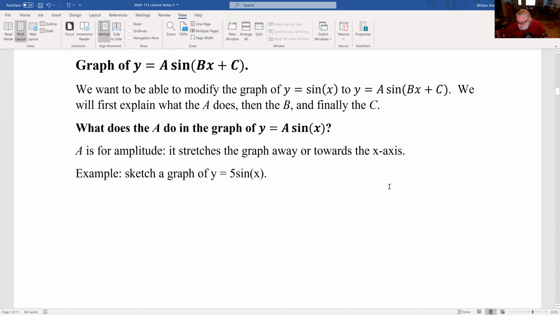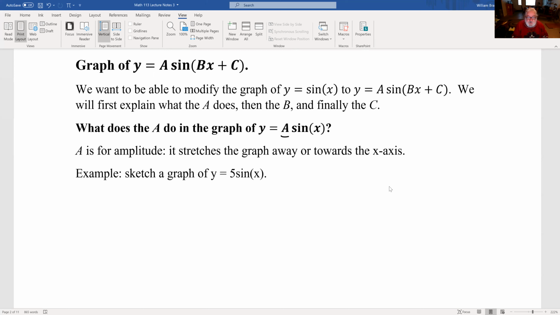times sine bx plus c, because there's a lot of complicated periodic phenomena that aren't just straight up sine graphs. So we'll first look at what a does, and then what b does, and then finally what the c does in this graph. So what does the a do in the graph of a sine x?